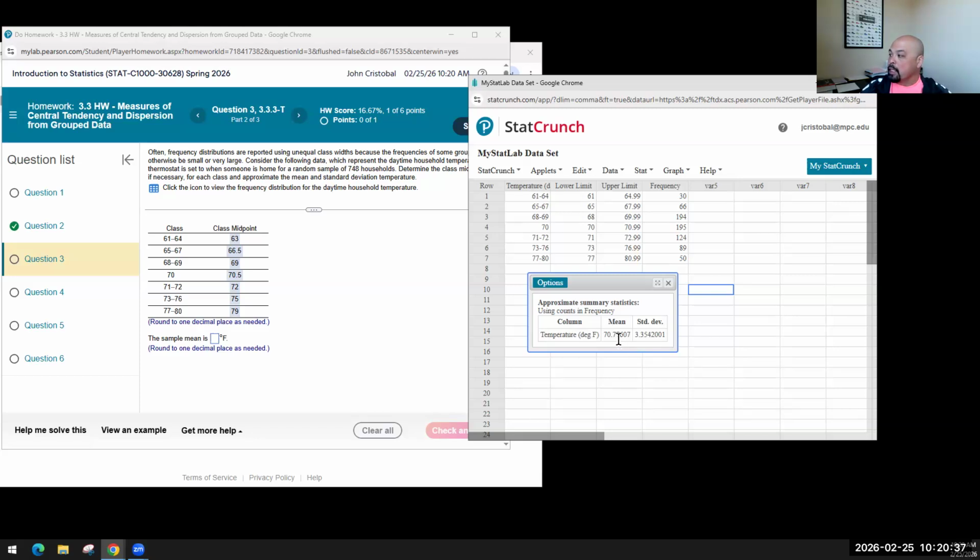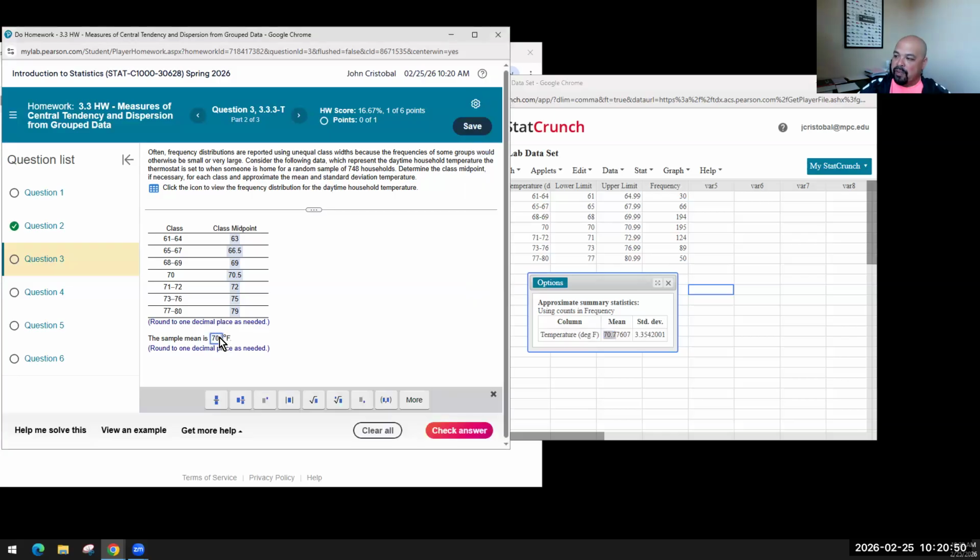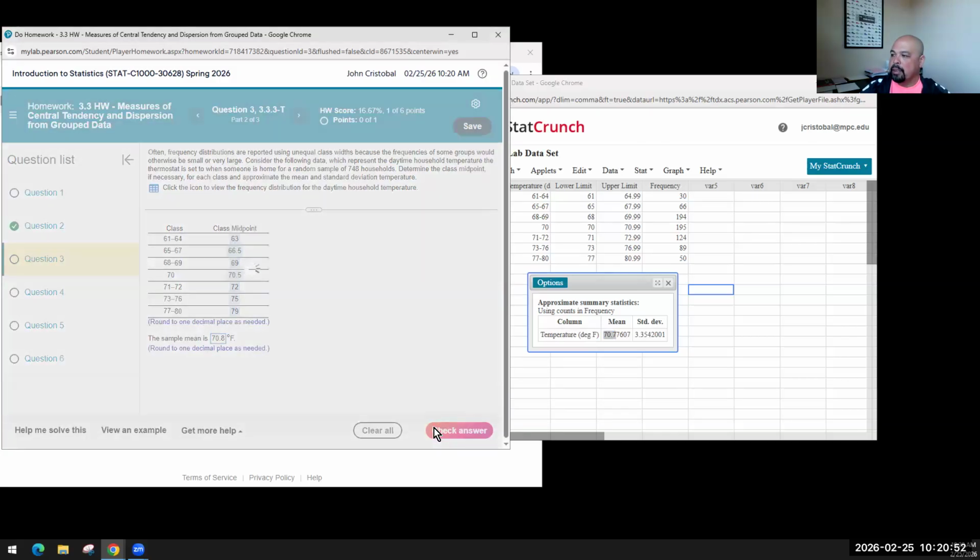Let's see. All right, so in this case, for our mean, there's my unrounded decimal value. We want to round to one decimal place. So that 7 outside is going to round that last 7 in the tenths place up. So we get 70.8. Let's check. Good.